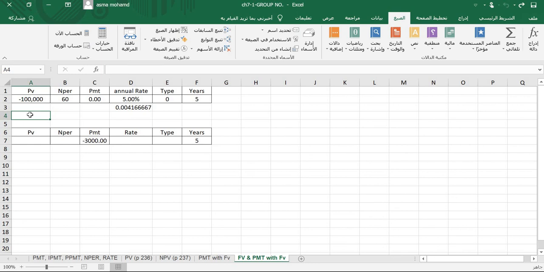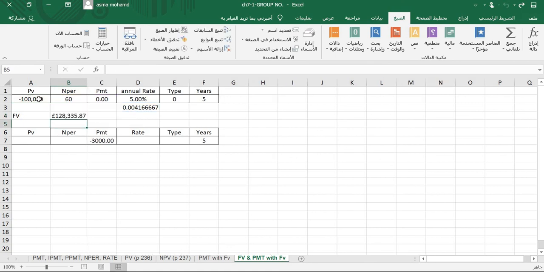If we calculate how much the future value of our investment is, we can use the future value function and insert the rate, and see here that we have chosen the monthly rate, and now the number of periods, and then the PMT, which is 0, and now the present value, which is how much money we will invest now. So if we invest 100,000 now, we will get after 5 years 128,000.